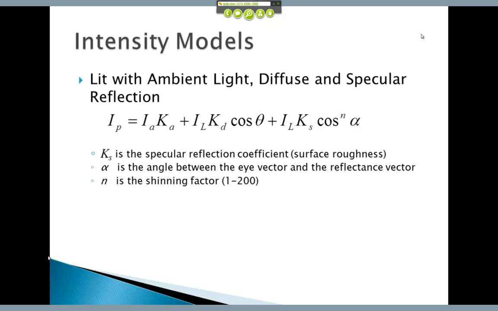The last intensity model adds into it what is called specular reflection, and it's this IL KS cosine to the nth power of alpha. And basically you can see that it's again a specular reflectance coefficient. The alpha is the angle between the eye and the reflectance vector, and n is kind of a shininess factor.